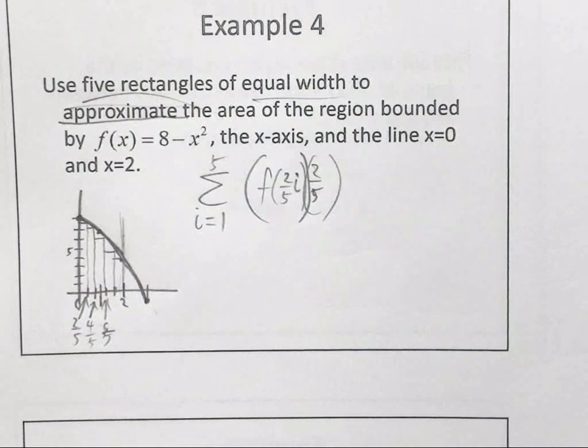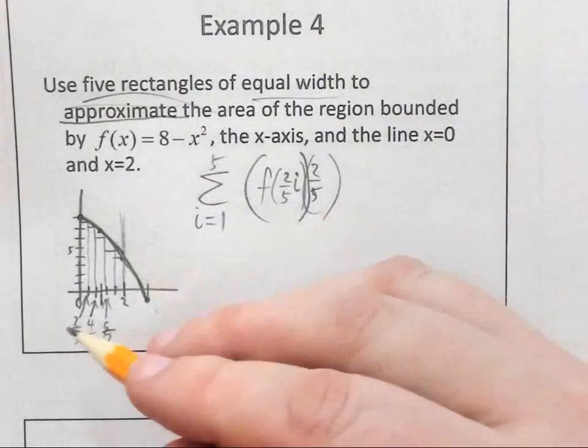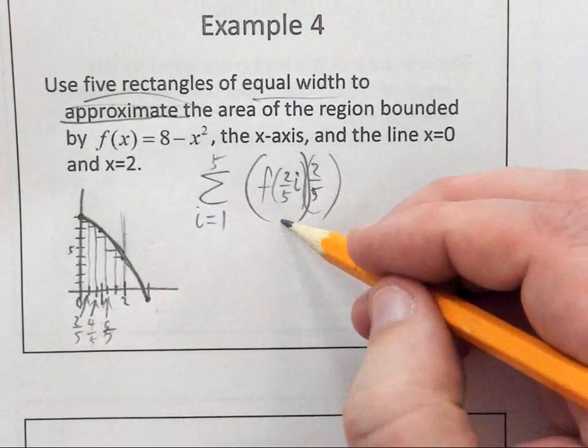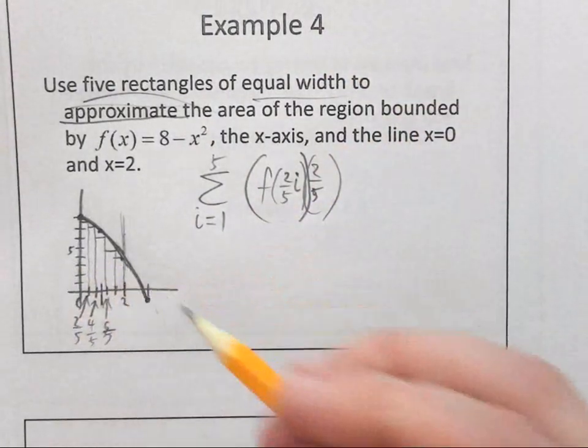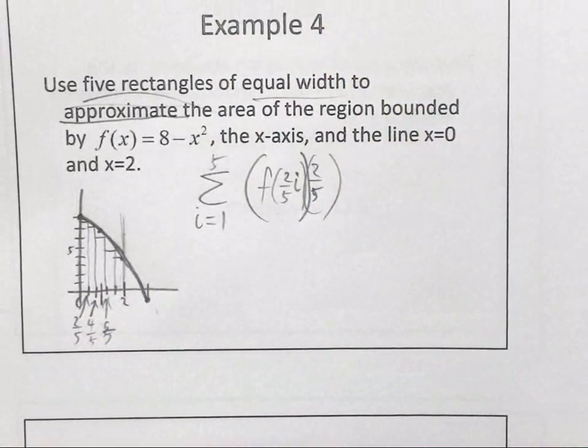Well, if it was 100, I probably wouldn't do it this way. There's a bunch of different ways to do these problems. For this, I'm going to plug that in. This is the width of the rectangle times the height of the rectangle. And the height is going to change depending on which rectangle you're talking about. And this will add them all up.